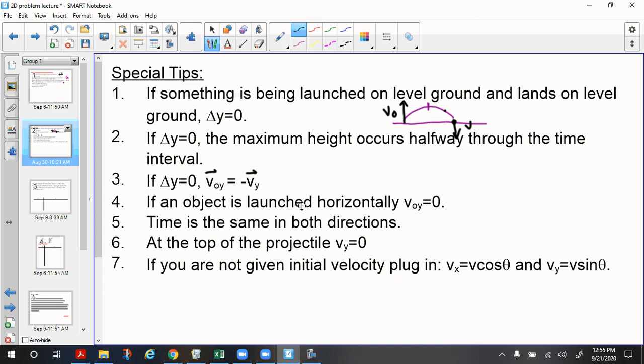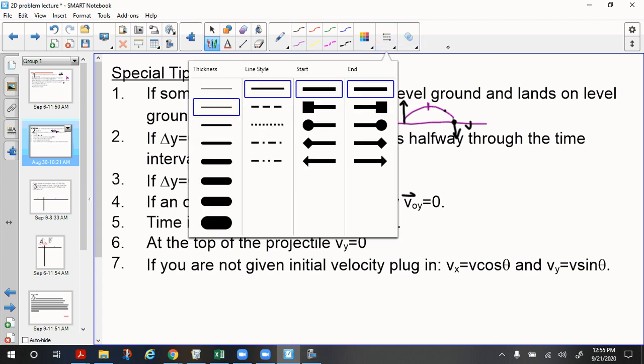If the object is launched horizontally, the initial velocity in the Y direction is going to be 0 because it isn't projected up or down. So you just have an initial velocity of 0. Time is the same in both directions. This is a really important thing to make sure that you remember.